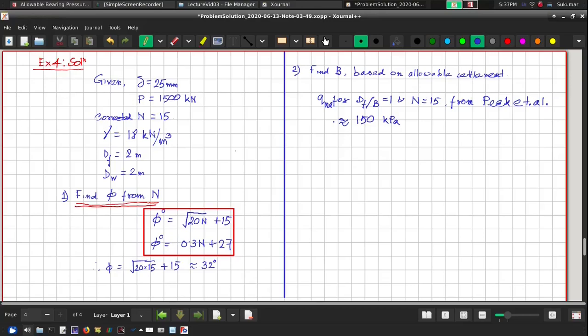Now we also have the Tank's equation. The Tank's equation gives me Q allowable as, I think you remember, it's 34.6 into N minus 3, whole thing multiplied by, I'm sorry, B plus 0.3 divided by twice B, whole square.